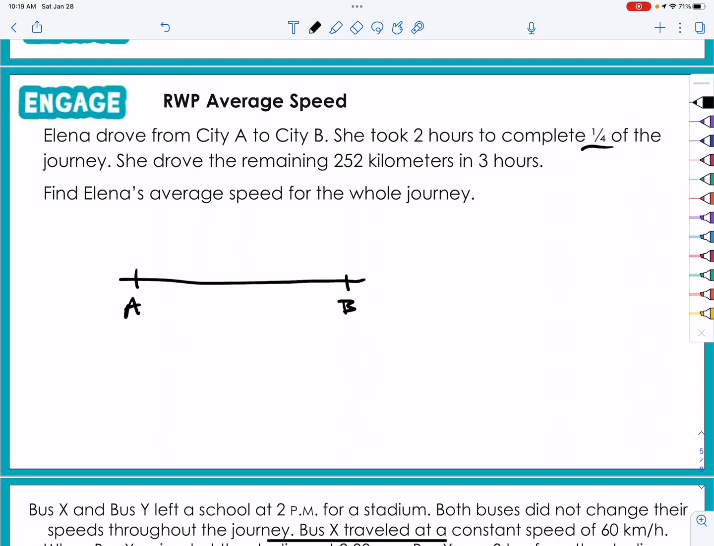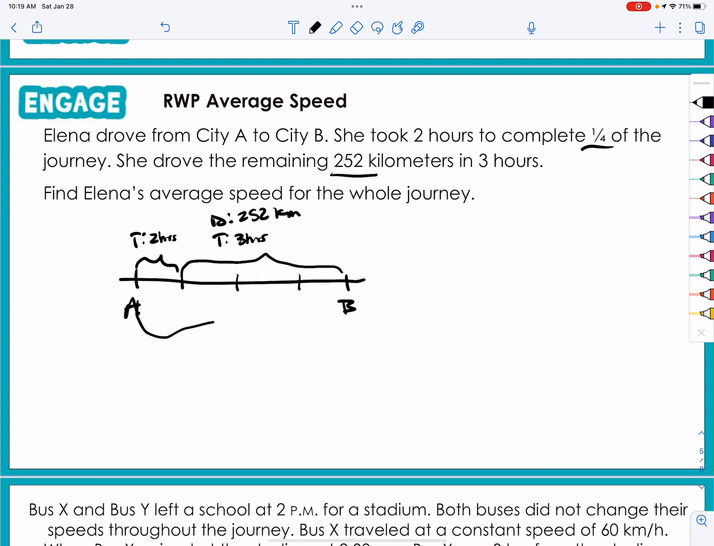She took 2 hours to complete 1/4 of the journey. So if we take this journey and we split it into 4 pieces, we know in this piece, that time was 2 hours. Then, for these remaining pieces, that time is 3 hours, and she drove those remaining kilometers, which is our distance, 252 kilometers.